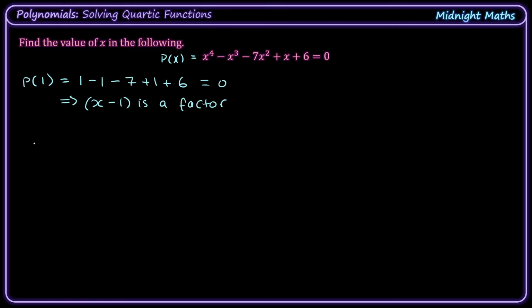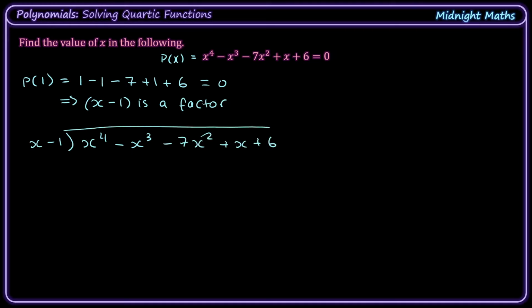Since this is a factor, I can now do some long division. And I'm going to put that over here. So I have x minus 1, and then I'm putting my entire quartic under this division sign. So this is going to be quite a lot of steps to get through. Let's begin. So what is x multiplied by to give x to the power of 4? The answer is just x cubed. Subtracting that away, I'm subtracting away x cubed multiplied by x minus 1, which is x to the power of 4 minus x cubed. Now, minus x cubed minus x cubed is actually 0x cubed.